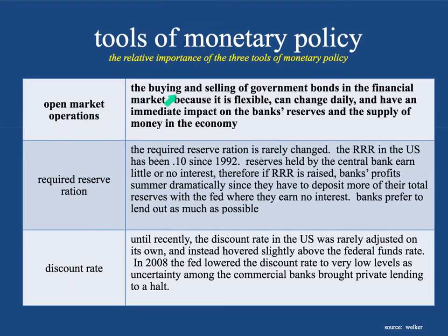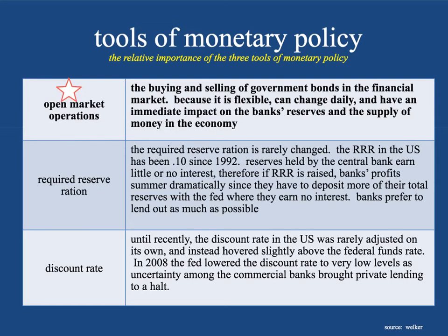Open market operations, as I've told you just now, is the buying and selling of government bonds in the financial market. And because it's flexible, in other words, it can be changed daily, and have an immediate impact on the bank's reserves and supply of money in the economy, it is the number one choice, or the most available choice, I should say, for the federal bank in the U.S. or the central bank to control the money supply.